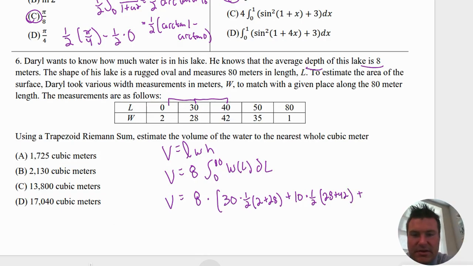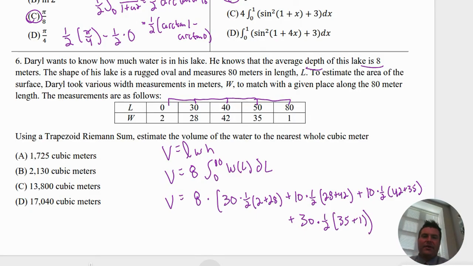Plus, now we have this right here, 40 and 50, which is going to be 10 times 1/2 of 42 plus 35. Plus, this width right here is going to be 30 times 1/2, let me write this down correctly, 1/2 of the average of 35 and 1. And then we can do all that calculation there. I trust that you can put this in the calculator correctly, and we're going to get an answer of 13,800, and this is going to give us meters cubed because this was in terms of meters. So our answer here is going to be C.